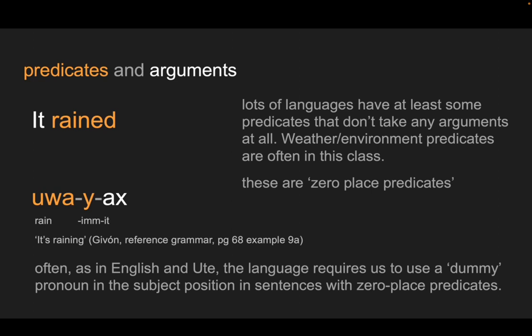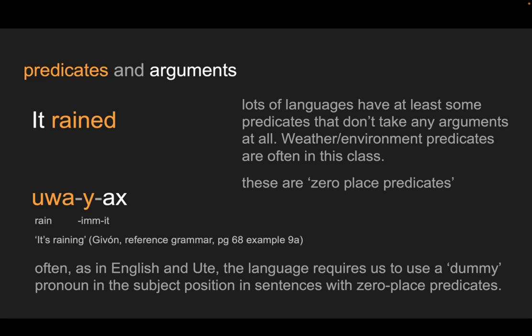Now, there are also examples where you can have a predicate, a verb, that seems to not require any argument at all, not even a subject. And these are verb meanings that often are verbs about things that are happening in an environment that nobody's doing, but they're just happening. So weather verbs are often zero-place predicates.